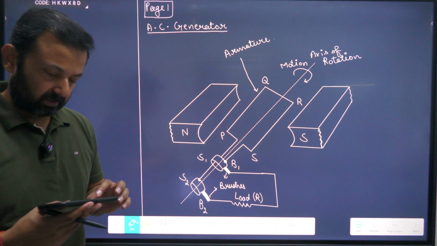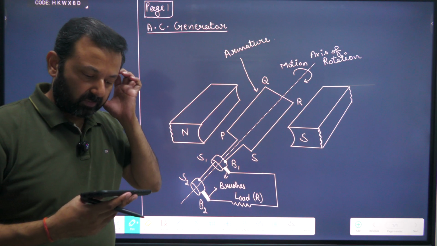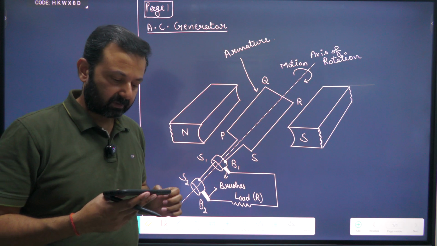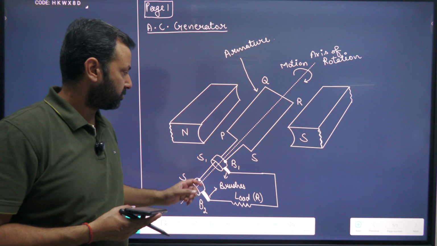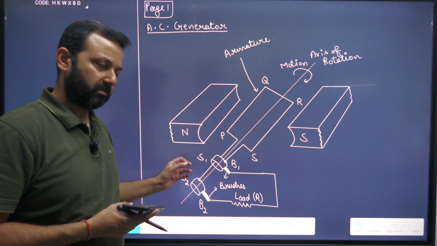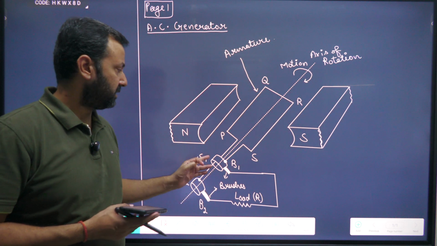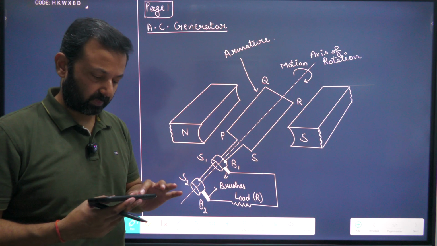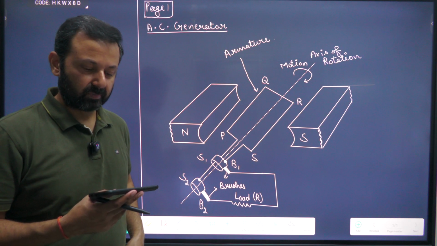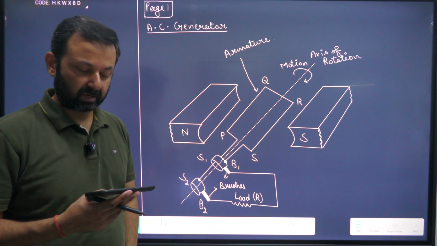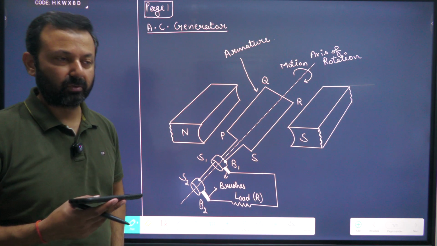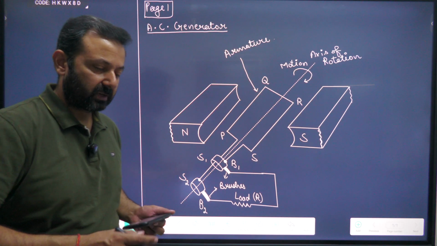Now the brushes B1 and B2 remain fixed in their positions and maintain sliding contacts with the rotatable slip rings S1 and S2 respectively. Fifth is the source of energy. The armature coil is rotated about its axis with the help of a turbine or any other device connected to it. Source of energy.